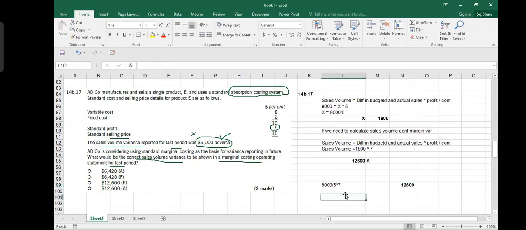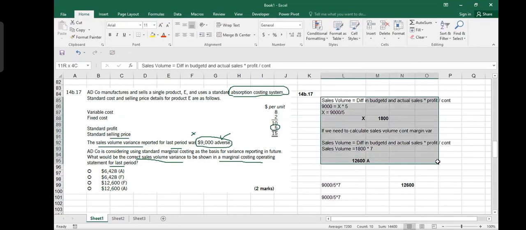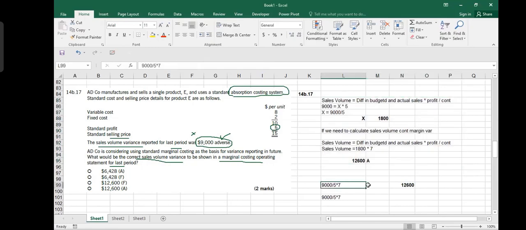Please pay attention. When I say 9,000 divided by 5, this expression will give you an answer, which is the number of units, like 1,800. And then you should multiply this number of units with the contribution, simply with 7. So I just explained the logic this way, but if you are in exam, it should be done like this. One simple step, you are done.